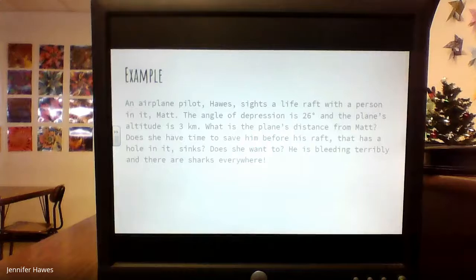So let's look at this one. An airplane pilot sights a life raft with a person in it, Matt. Well, that's Matt Berdar. The angle of depression is 26. It says the plane's altitude is 3, and it wants to know what is the plane's distance from Matt. Does she have time to save him before his raft has a hole and it sinks? Does she want to? He's bleeding terribly and there are sharks everywhere, but I don't know. I guess we'll find out.